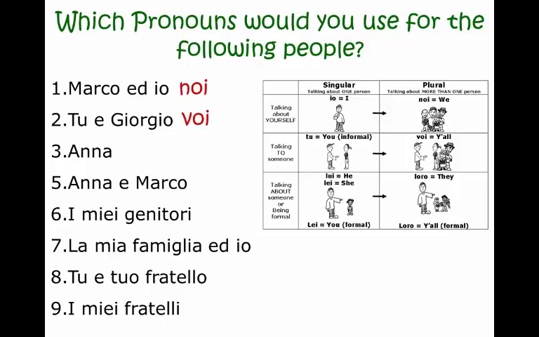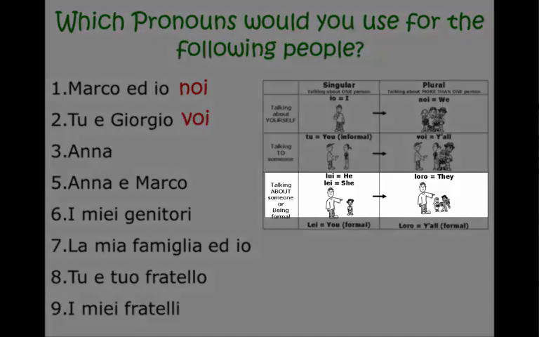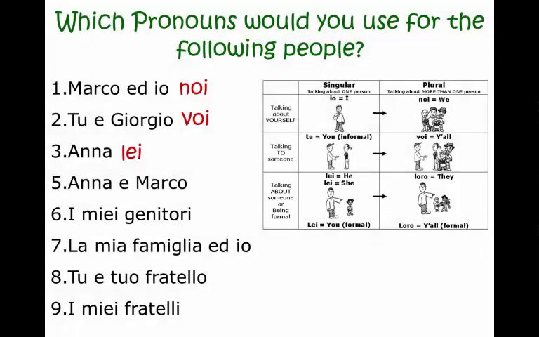Now, if I see somebody's name, in this case, Anna, I'm not talking to her, else I would see tu. I'm talking about her. This brings us down to the third row. And since I'm speaking about Anna, and I know she's a girl, we're going to use the lei form. It's singular because she's only one person.